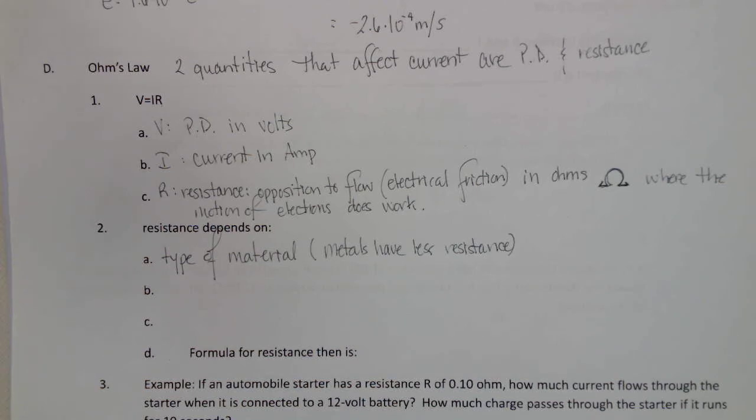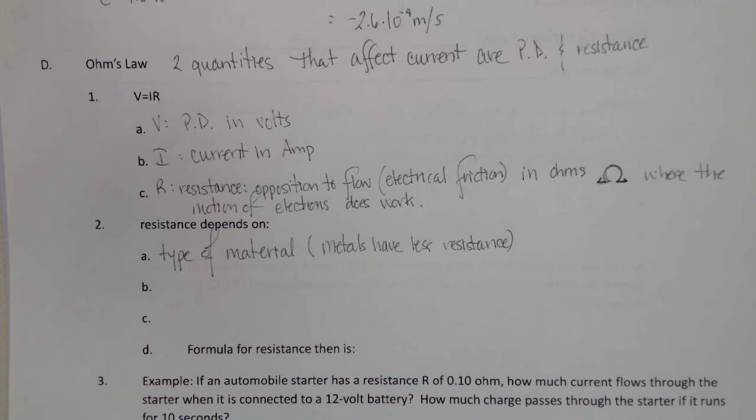Silver has the least resistance of all, and I will be posting some of the charts that have these constants on them. Silver is probably more cost effective in terms of the energy you use to have silver wires because they have such a low resistance, but copper is only marginally higher than silver and a lot cheaper. So copper is the wire of choice for electric circuits.